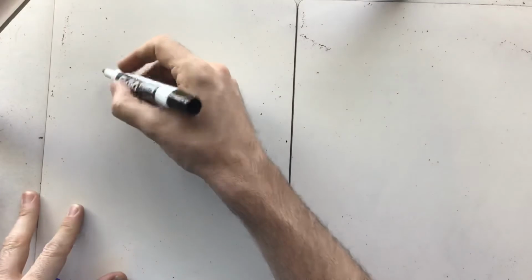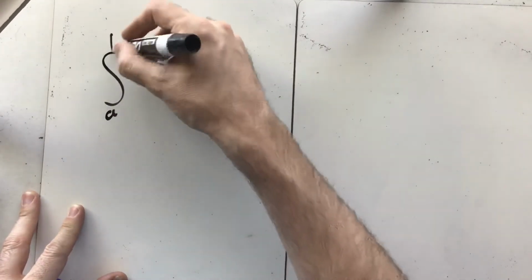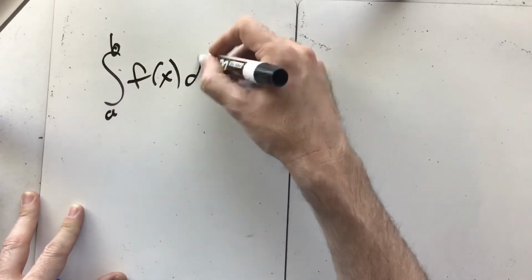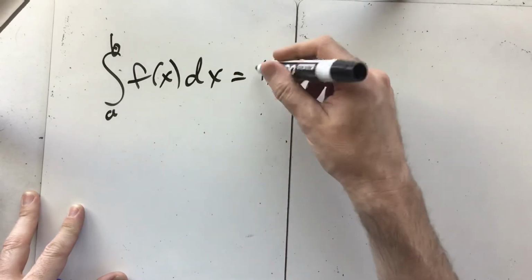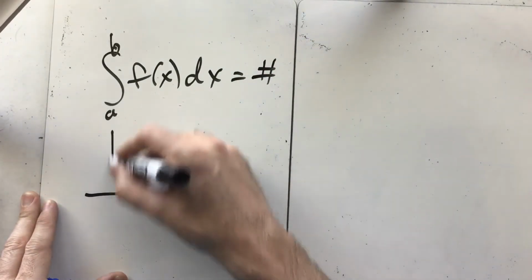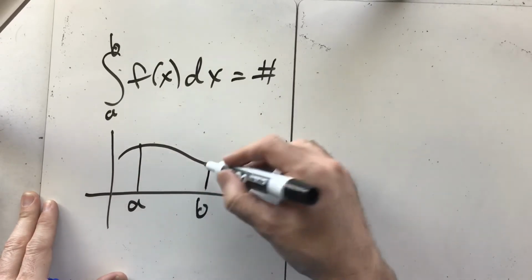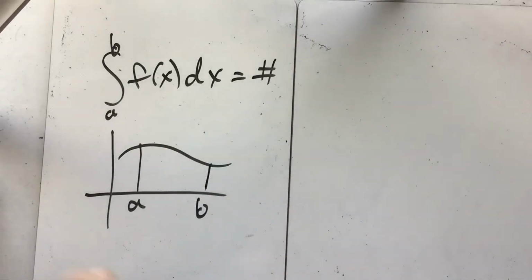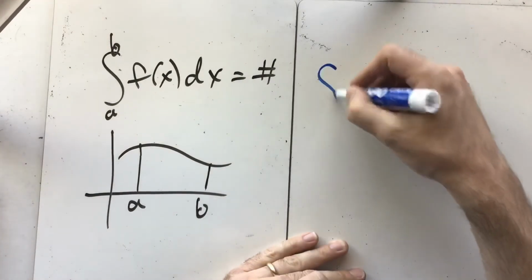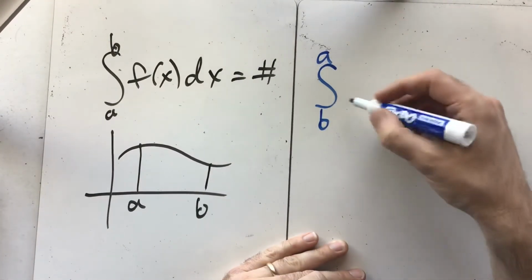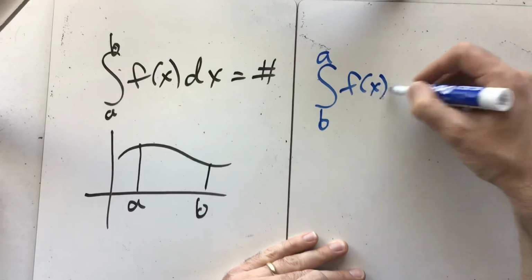So if I have the integral from a to b of f of x dx equaling some number, and that would be a picture where I have my picture here, and I have a here and b here. And the question is, well, what would happen if I were to switch the order? What would happen if I took the integral from b to a of f of x dx?